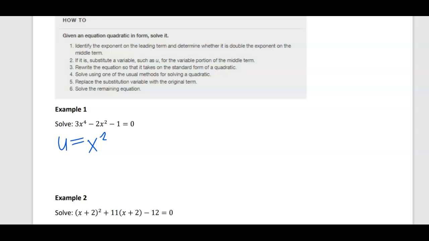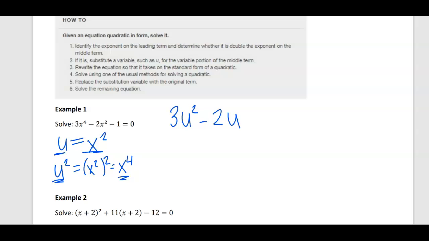Notice that if I square both sides, that means that U squared equals x squared squared, which equals x to the 4th. Therefore, I can rewrite this as 3U squared, replacing U squared where I see x to the 4th, minus 2 times U, replacing U where I see x squared, minus 1 equals 0. I'm then going to solve this like I would for any quadratic.